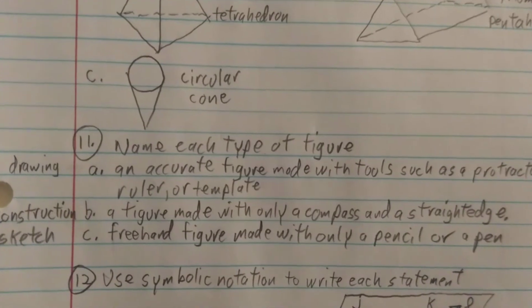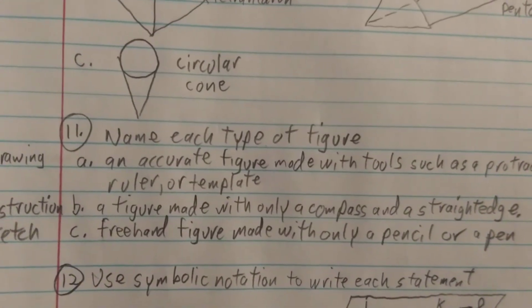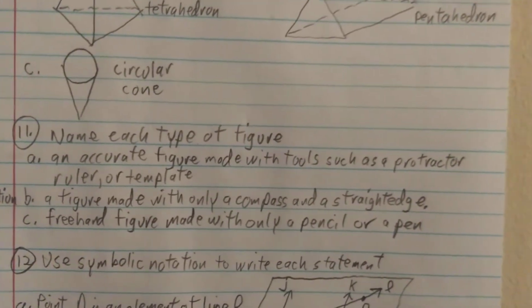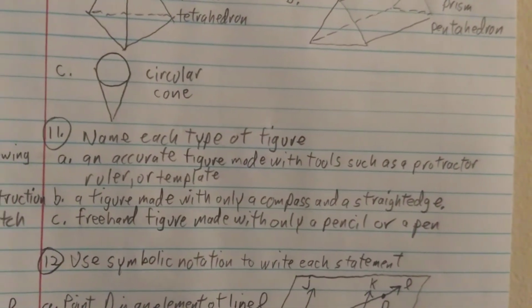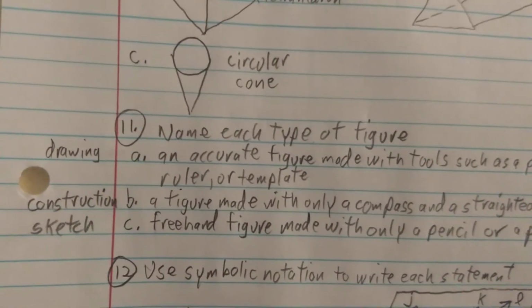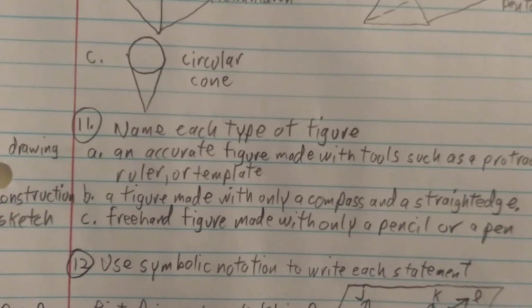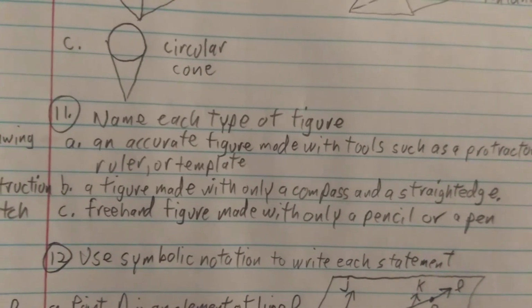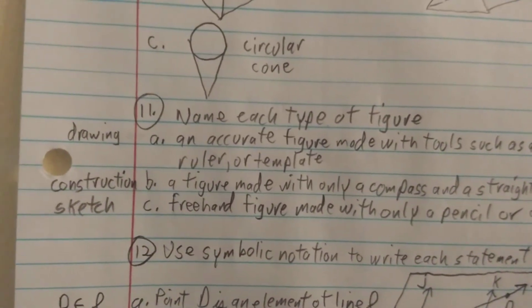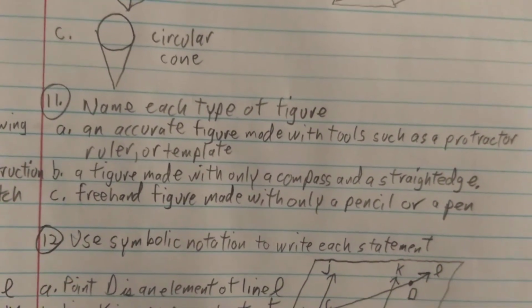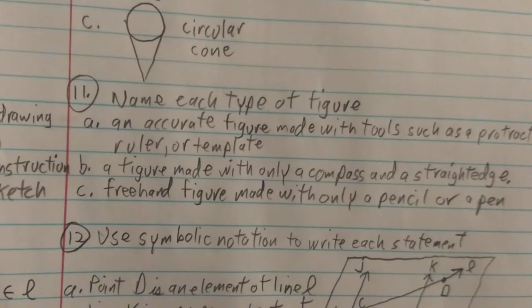Now for 11, this is from section 1.8. We say name each type of figure. An accurate figure made with tools such as a protractor, ruler, or template. That's the most accurate thing we can draw, called a drawing. Now what we do in class is a figure made with a compass and a straight edge, and that's called construction. But a freehand figure made with only a pencil or a pen is the least accurate, and that's just called a sketch.